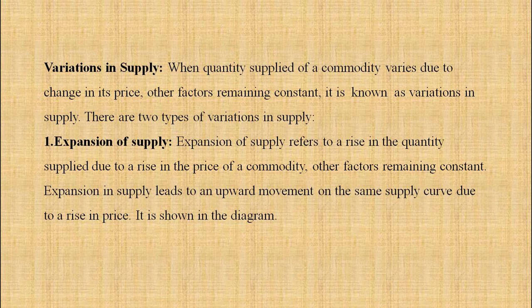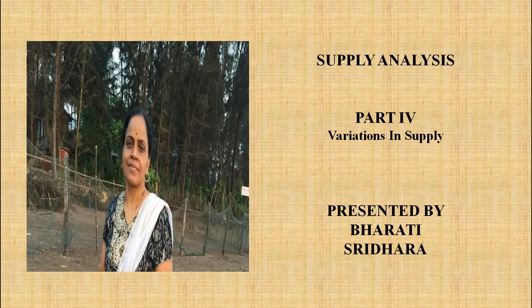Students, understand, variation means only two things, expansion of supply and contraction of supply, and changes in supply means increase in supply and decrease in supply. This can be asked as distinguish between expansion of supply and contraction of supply, or increase in supply and decrease in supply, where you have to give the diagrams and show it properly.